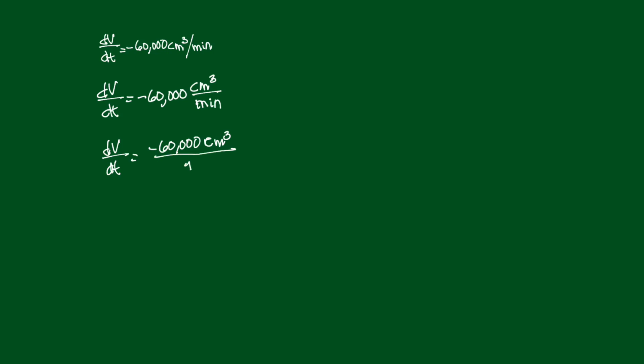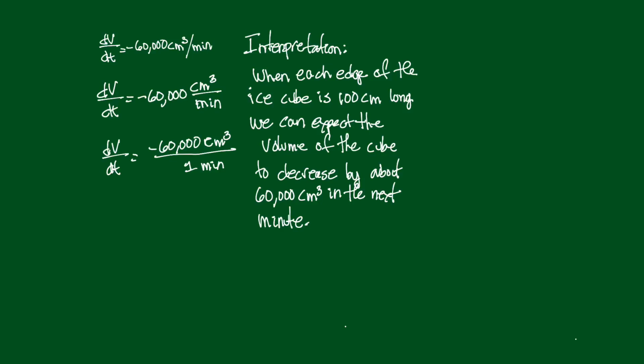So I've got my answer here, but let's write it in a more convenient form and then we'll interpret it. dV dt is equal to negative 60,000 cubic centimeters per minute. I'm even going to write this as negative 60,000 cubic centimeters per 1 minute, so I can make an interpretation. Here's how I see this. When each edge of the ice cube is 100 centimeters long, at that particular instant in time, we can expect the volume of the cube to decrease because of that negative. We can expect the volume of the cube to decrease by about 60,000 cubic centimeters in the next 1 minute.